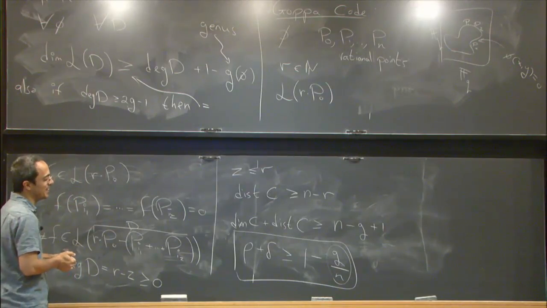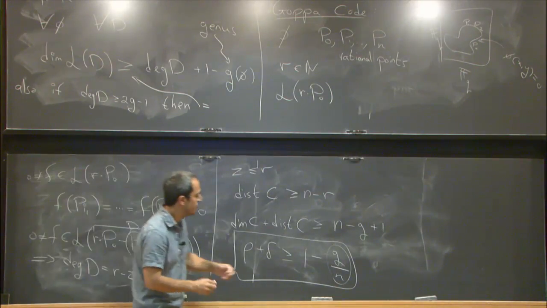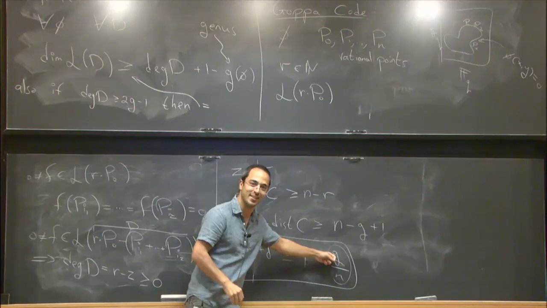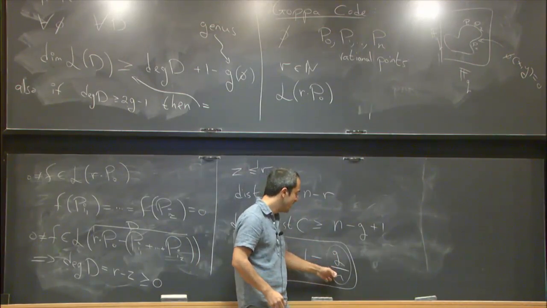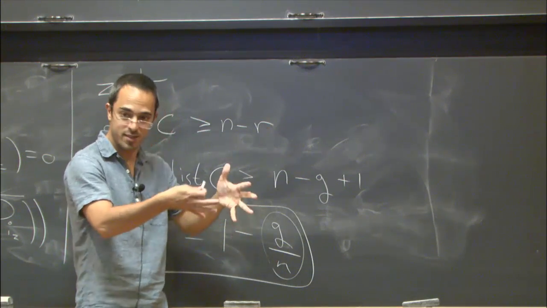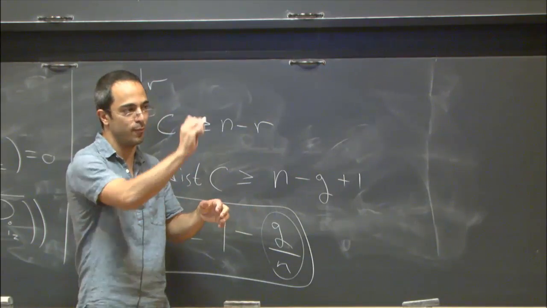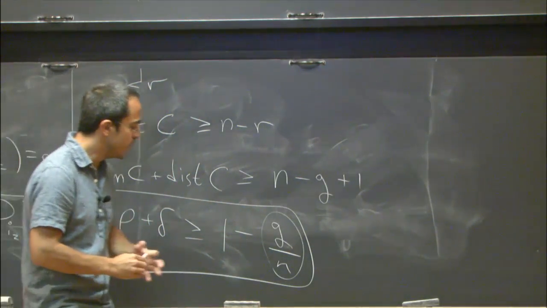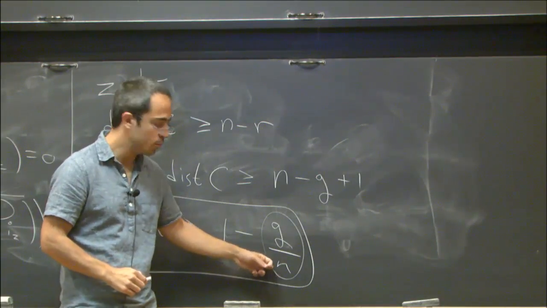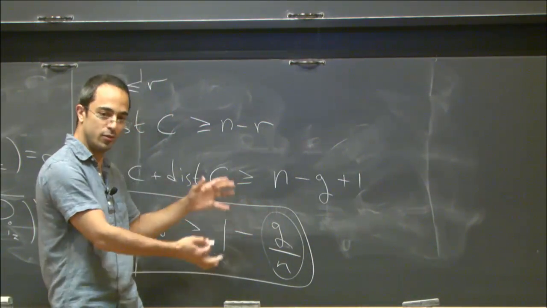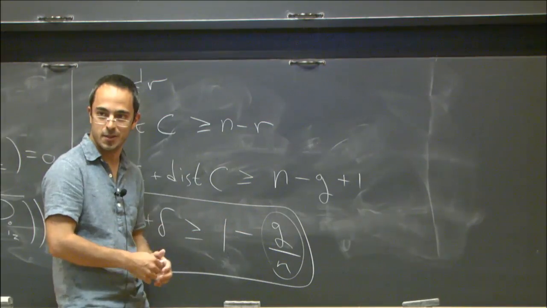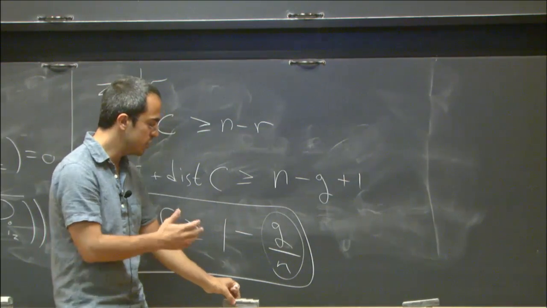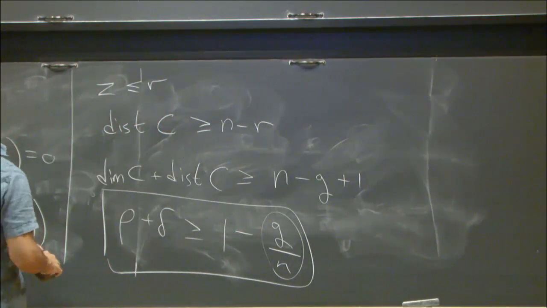So what we have here is the genus, which we haven't defined, and here we have the number of rational points, the number of points you see in the curve. So you want a curve with many rational points, but with small genus, or at least small compared to that number of points. This is what you want. And the question is, how good can you make it?